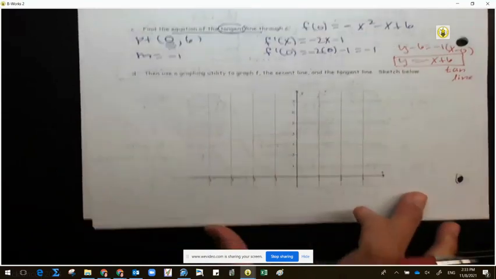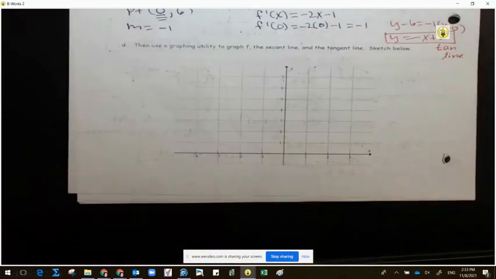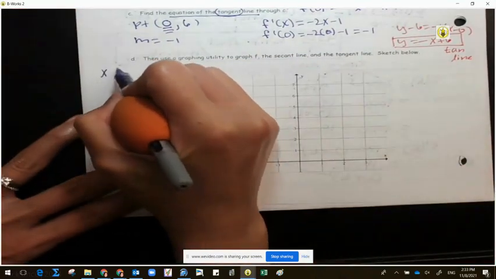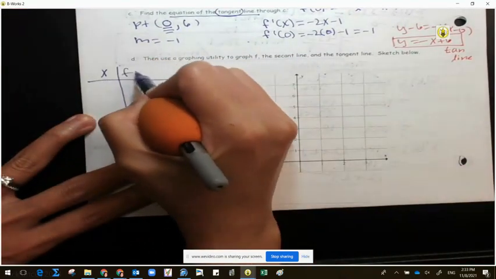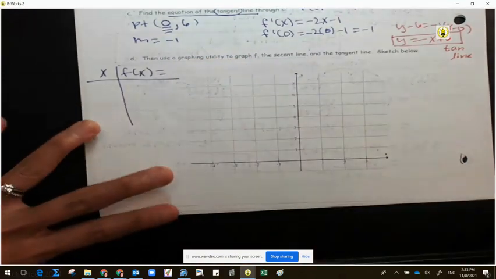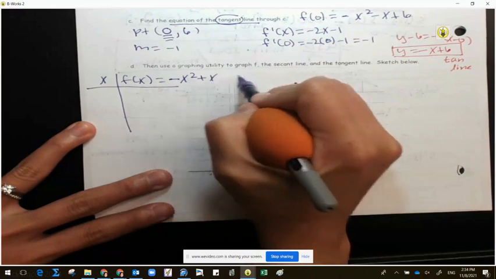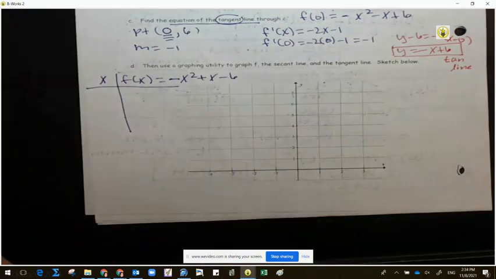So let's actually graph this. And I want to graph by starting with our equation, which is f of x, so I can prove to you by the picture. The original equation says the following. Oh, I know I just made a mistake. That should be a negative.